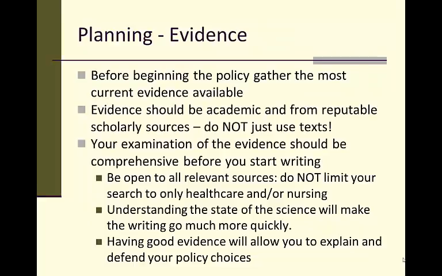After talking to the stakeholders, but before beginning the policy, you should gather the most current evidence available on the topic. Generally, this means evidence that is less than 10 years old, and more ideally less than 5 years old. The evidence should be academic and should be from reputable scholarly sources. Avoid the temptation to just grab a textbook and use it as the basis for the policy. You should consult texts, journals, and government publications, as well as web resources of professional organizations to gain a broad and complete understanding of the topic.